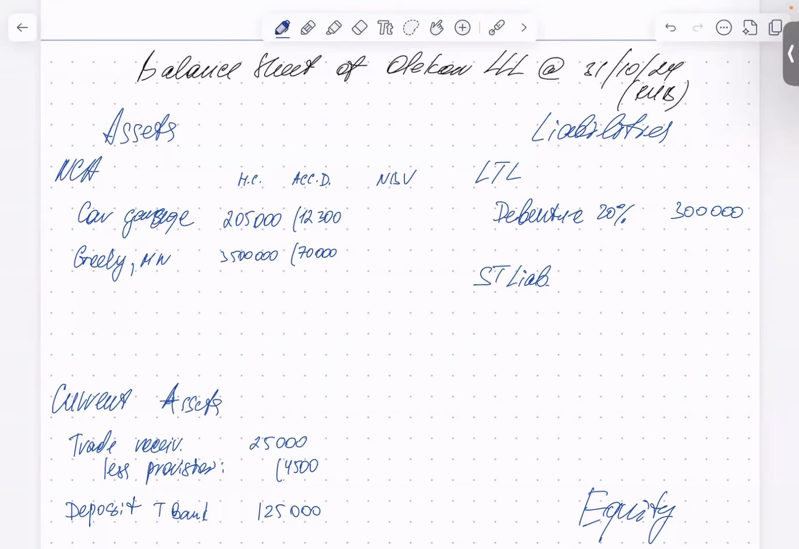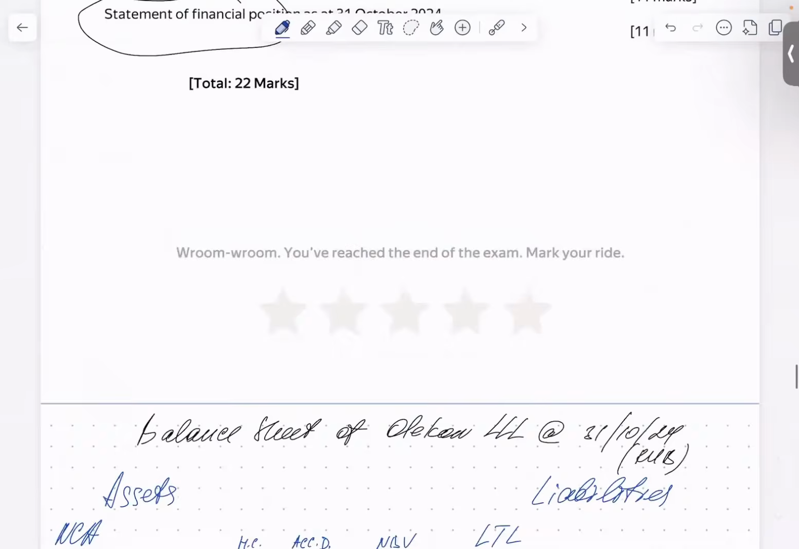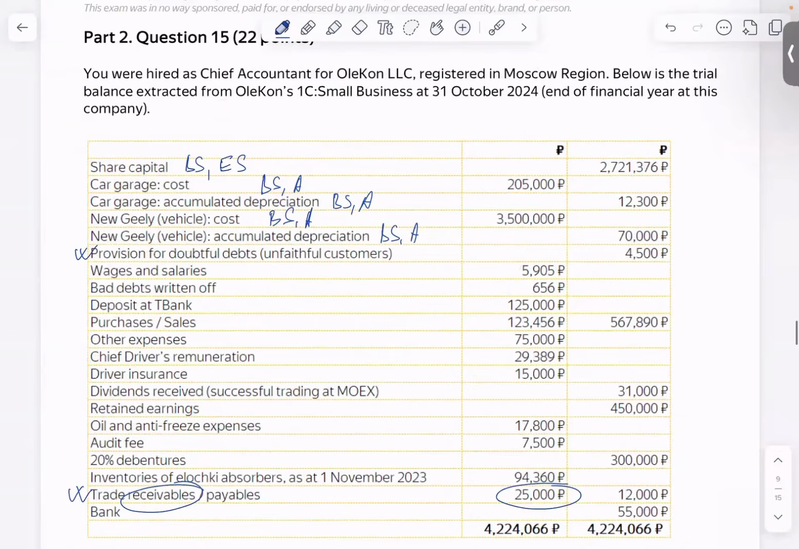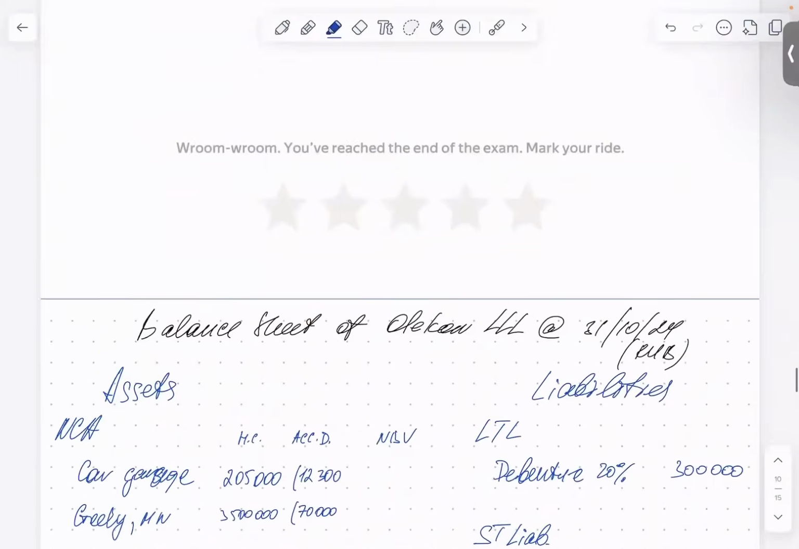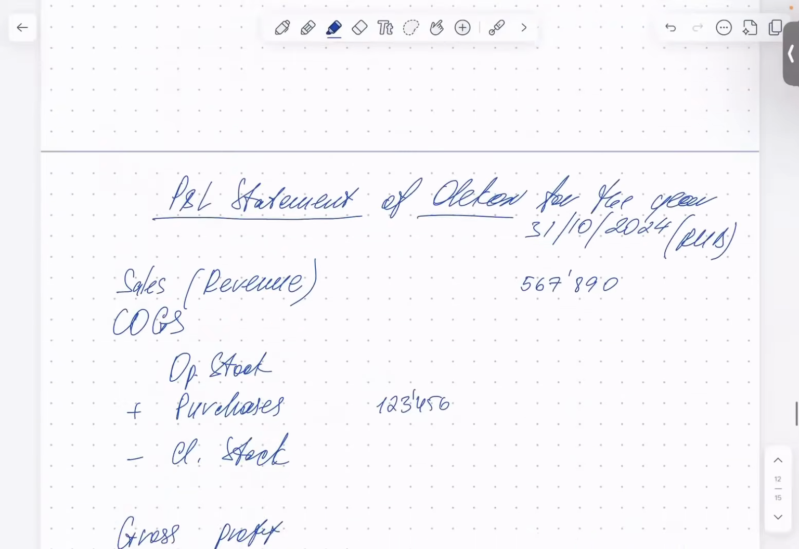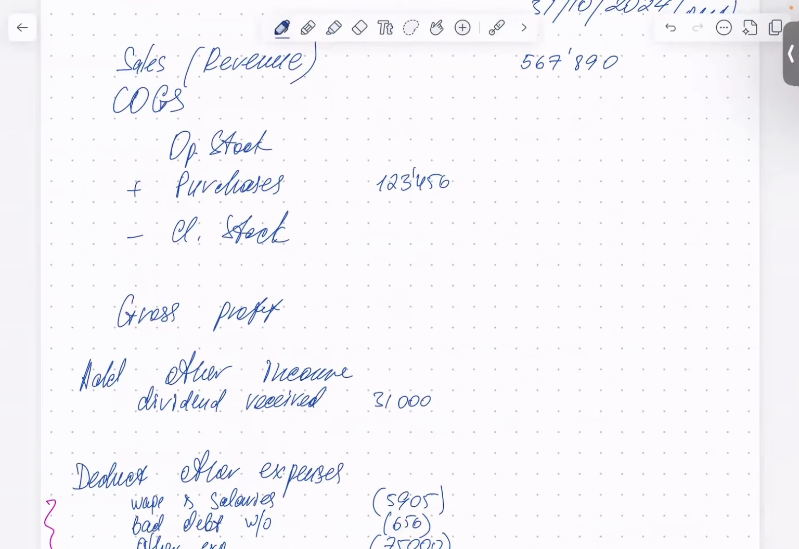So, inventories of Yolochki absorbers. At the beginning of the year, you can see, I will show in the trial balance, the year we have to compile the statement for ends at the 31st of October. So it means at the 1st of November 2023, it has just started. So this is the opening stock of inventories, opening stock of goods. That is why it should be used not in the balance sheet as an asset, but in our income statement as an opening stock in order to calculate cost of goods sold for the period.